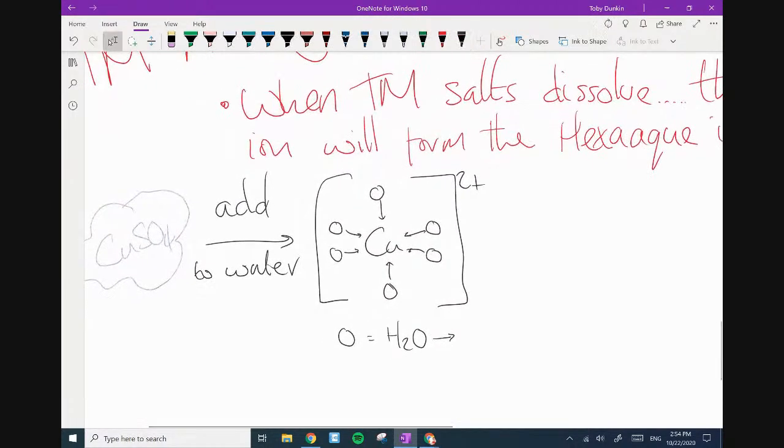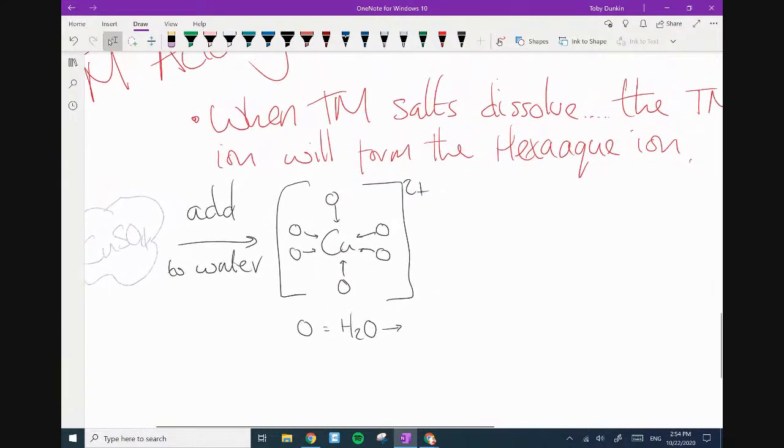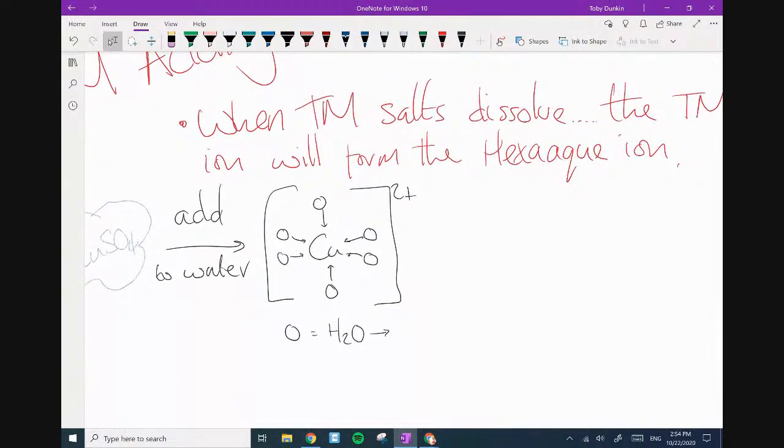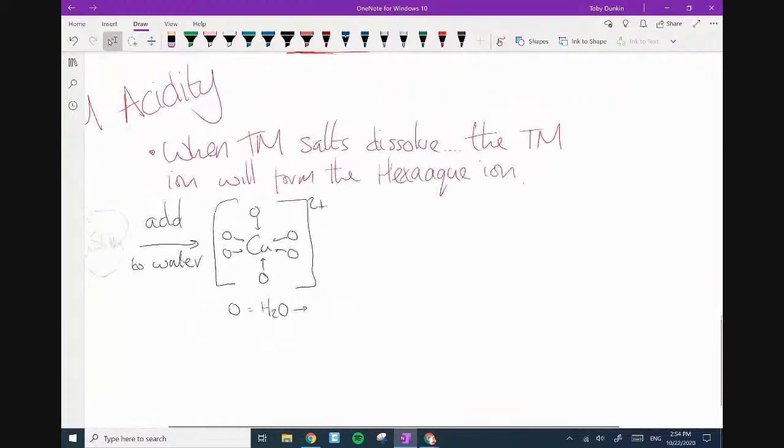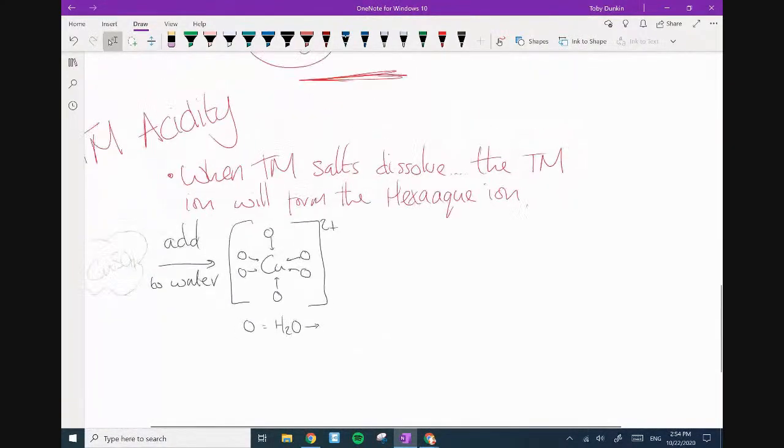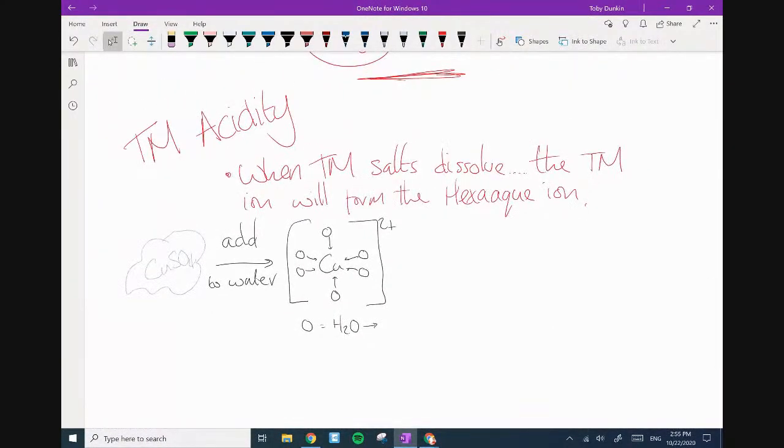The sulfate ions, I don't really care about. They don't really do much. But the copper immediately forms the hexaaqua ion. Now, why would this make the solution acidic? What we now need to do is have a look at what's happening with the waters.